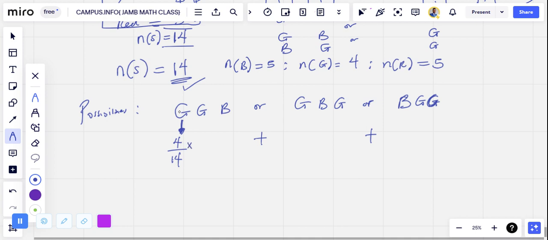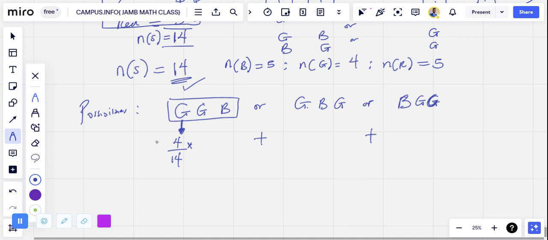Times, you know, they are all combined together. Times green and blue. Or I have green and blue and green. So and means times. So you have to connect this one together with times. Now I want to pick another green. But remember that they said without replacement. That's it. They've given me the condition without replacement.